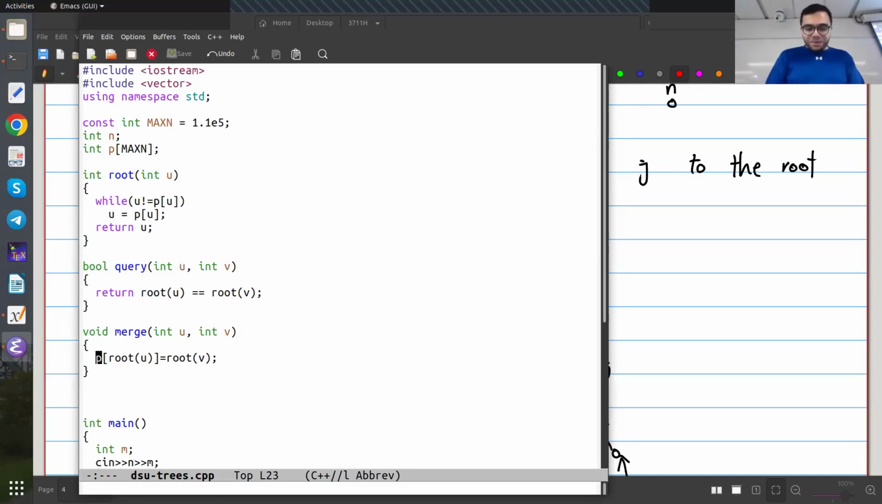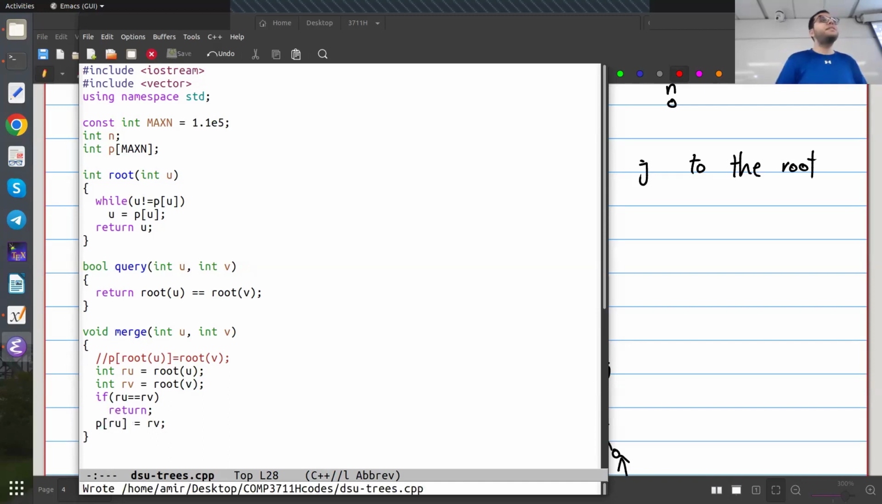Okay. If you don't want to do these things, the normal way of writing this, if you're not doing things like me, is this. You just compute root of U, and compute root of V. And then if they're the same, just don't do anything. Otherwise, make the parent of one of them, parent of RU, to be RV. Okay, yeah, one line or 5 lines, your choice.